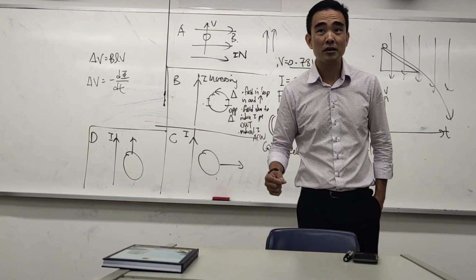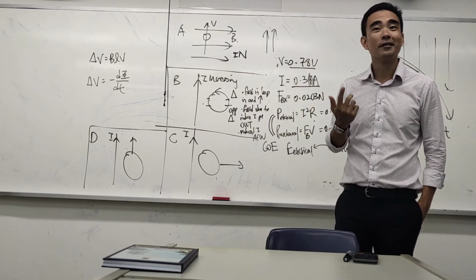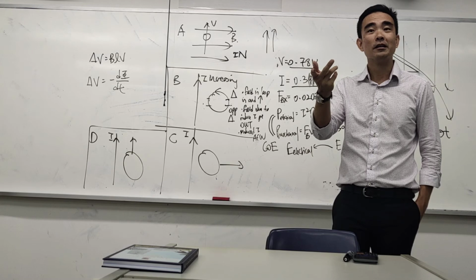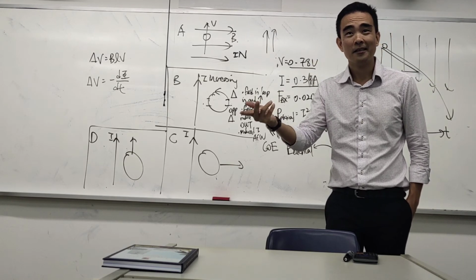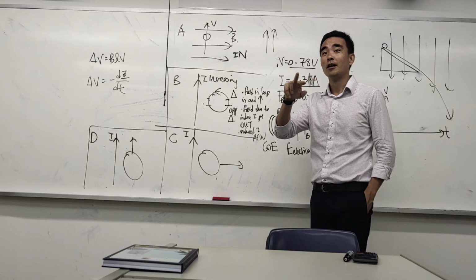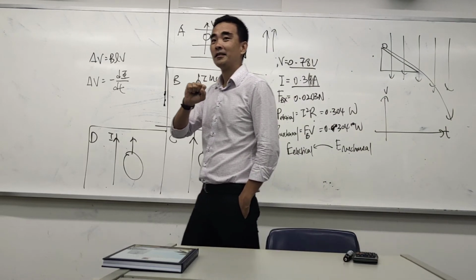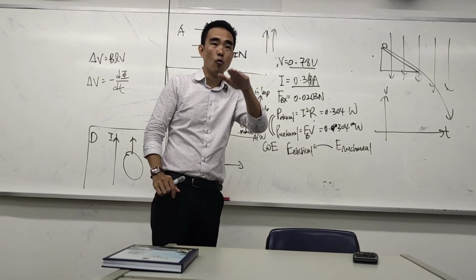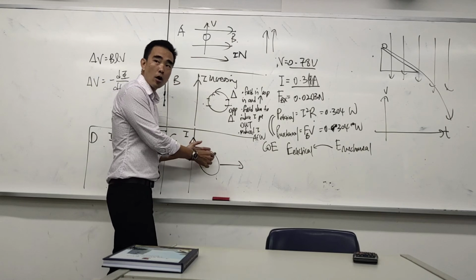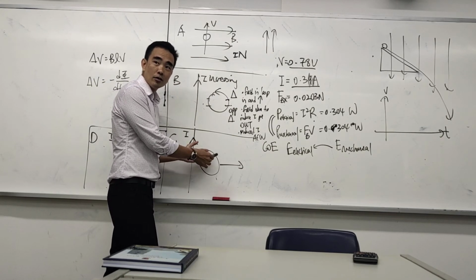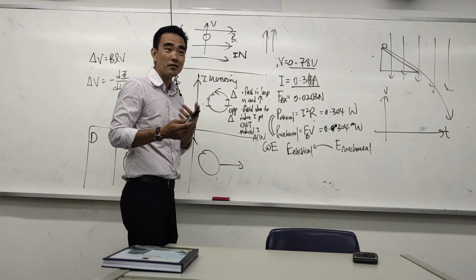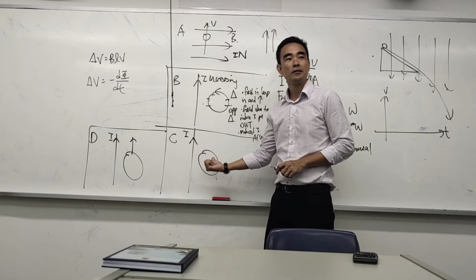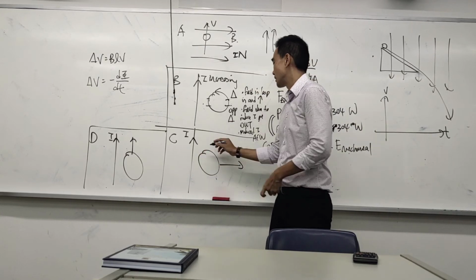If it's getting weaker, in order to oppose it, you should try to make it stronger. I'm trying to oppose that weakening. The keyword is oppose. What is weakening? As it moves out, the flux is getting lower. It's pointing in and getting lower. So how do I oppose that lowering of flux? I try to increase it. Therefore the field due to the induced current must point in. That's why it goes clockwise.